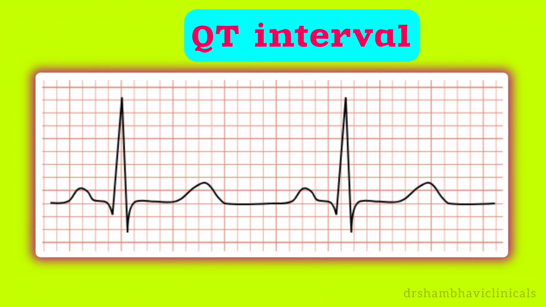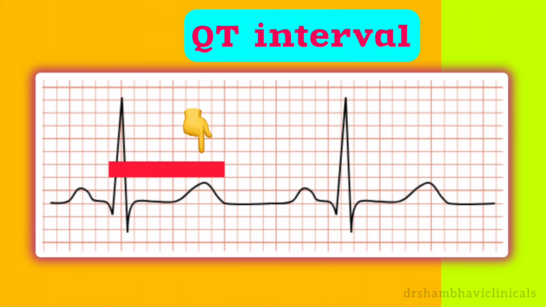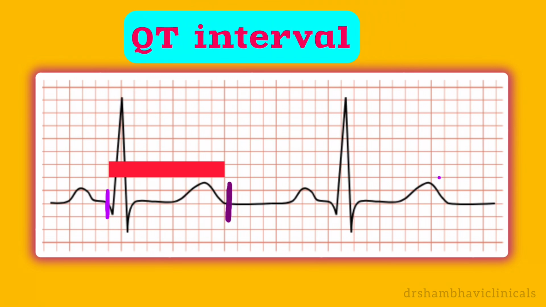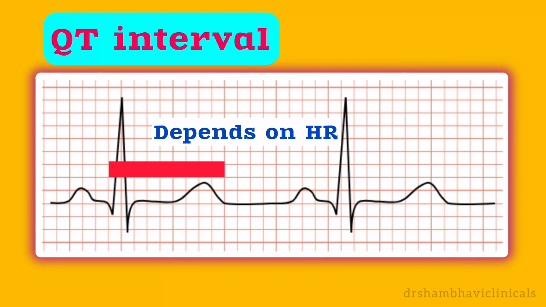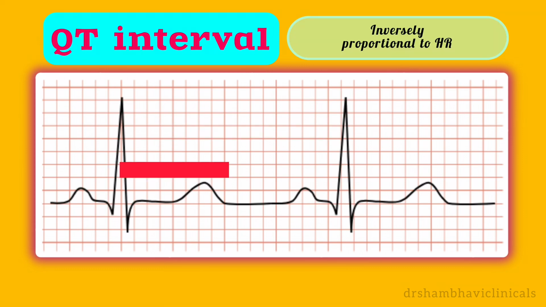Now coming to the second last important measurement. This is QT interval. It's measured from the beginning of QRS to the end of T wave. So technically it includes two waveforms, the QRS complex and the T wave. The normal value of QT interval depends on the heart rate. It's basically inversely proportional to the heart rate.